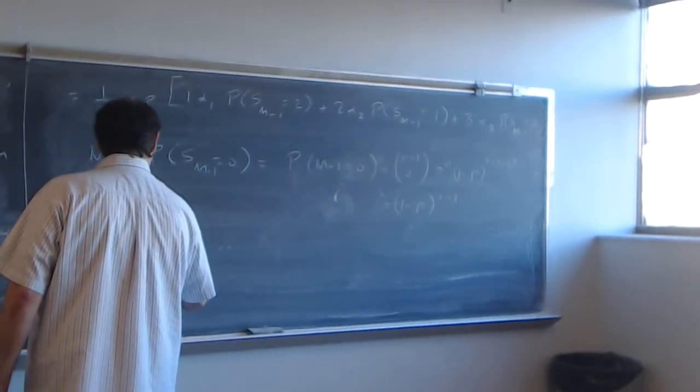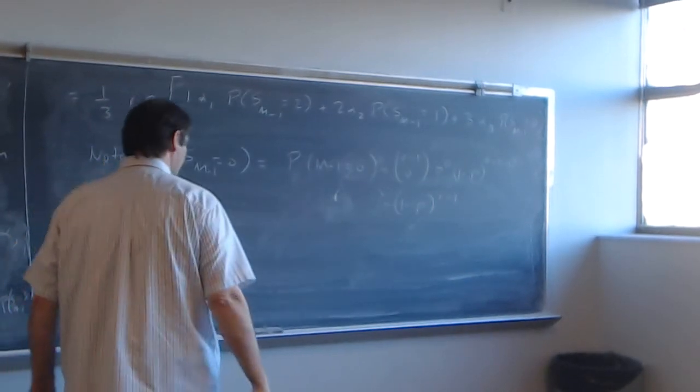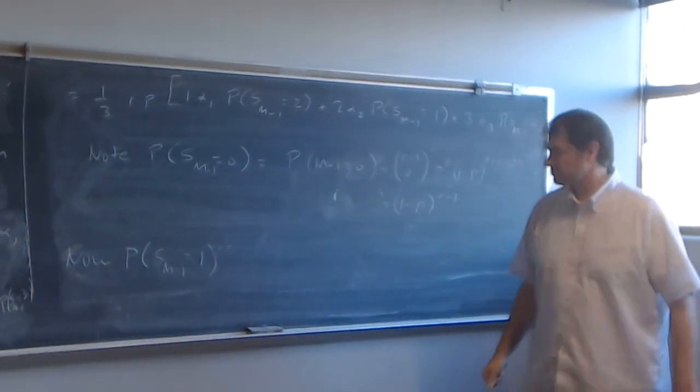Okay, now the probability that S of n minus 1 equals 1. We use the corollary again.